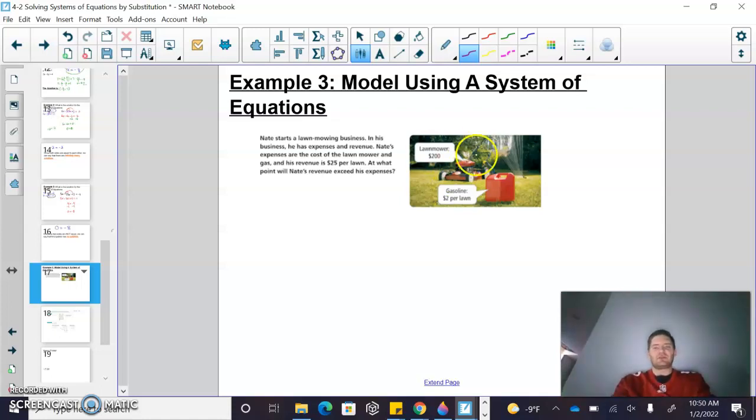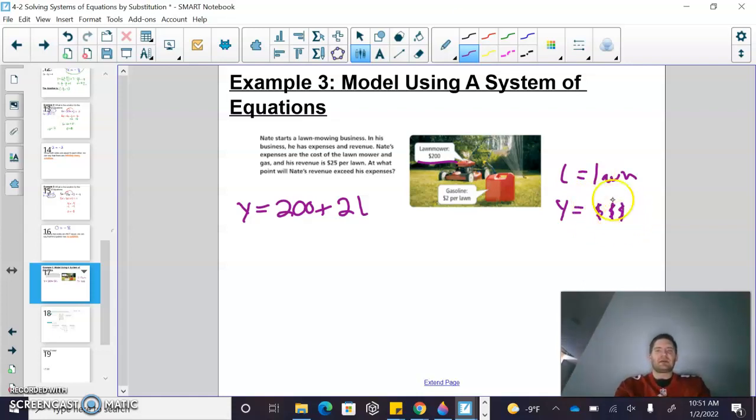So we need to set up an equation. First of all, what are his expenses? Well, he paid $200 for the lawnmower, and gas is $2 per lawn. So we're going to call it L. We're not going to use x, we're going to use L for lawn. And the y coordinate is going to be money. The second equation we're setting up is that he makes $25 per lawn, so it's 25L.